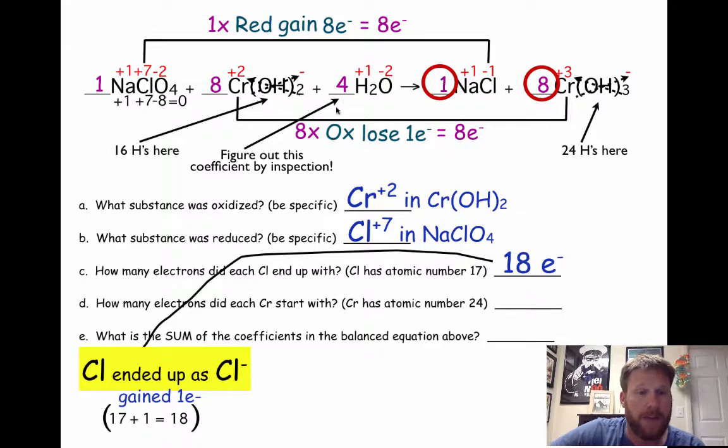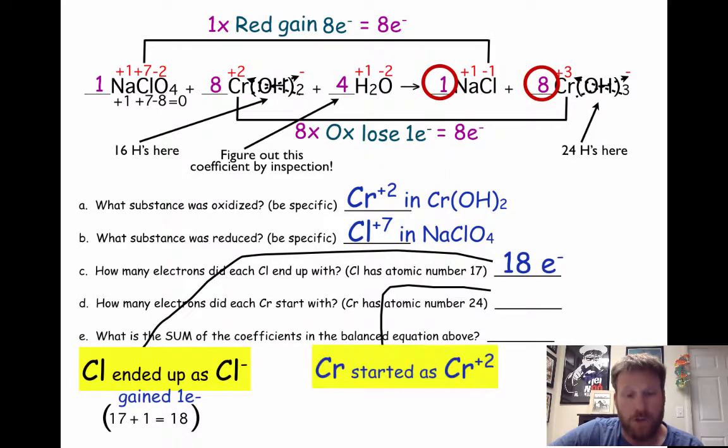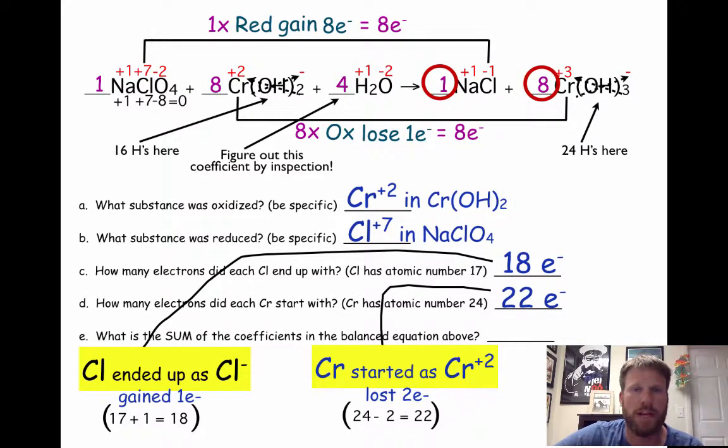How many electrons did each chromium start with? Chromium has an atomic number of 24, which means it has 24 protons and 24 electrons. Well, "start with" means on the reactant side. So look at the reactant side. Chromium is a +2, so chromium starts as +2. To get a +2 charge, it has to lose 2 electrons. So if we take 24 minus 2, for the 2 electrons it lost, we get 22 electrons.